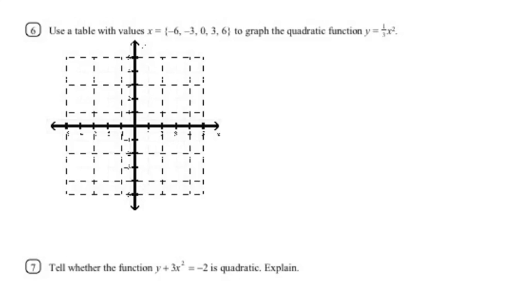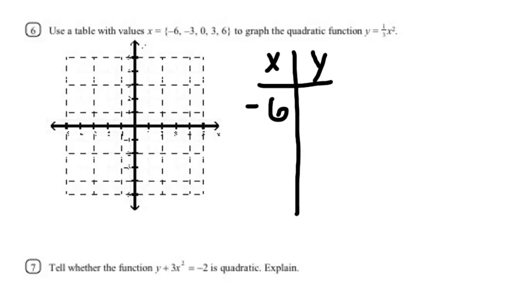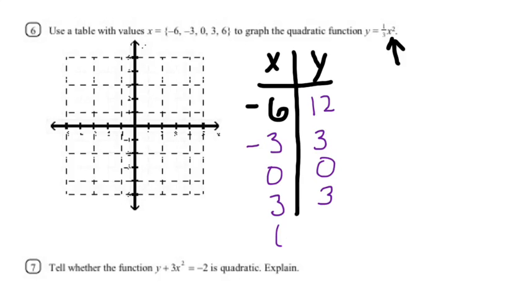Okay, use table values to graph this quadratic function. So we'll just make a table of values out of this. Put negative 6 into here. Now notice when you plug in negative 6, you have to square it first. It's 36 over 3, that's 12. Plug in negative 3, we get 9 over 3, that's 3. Plug in 0, out comes 0. Plug in 3, out comes 3. And plug in 6, and out comes 12.